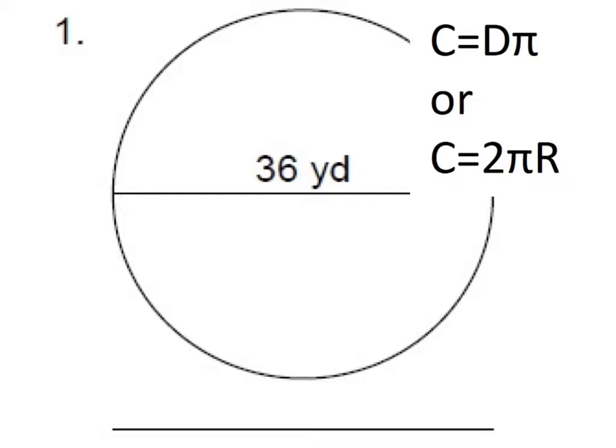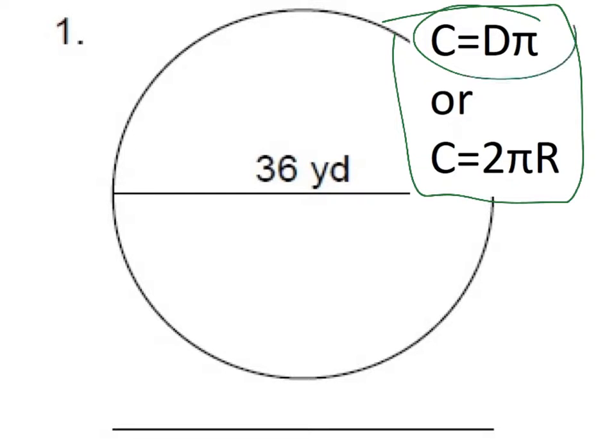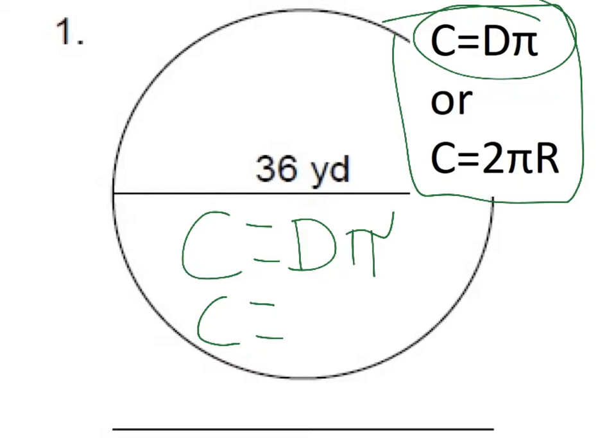And if you look up here in our little formulas list, there's only one of those that has a D in it for diameter, and that is this one right here. So we're going to write C equals diameter times pi. And now we're going to fill in D and pi with the information that we do know that exists. So circumference equals diameter's 36, and pi is 3.14.